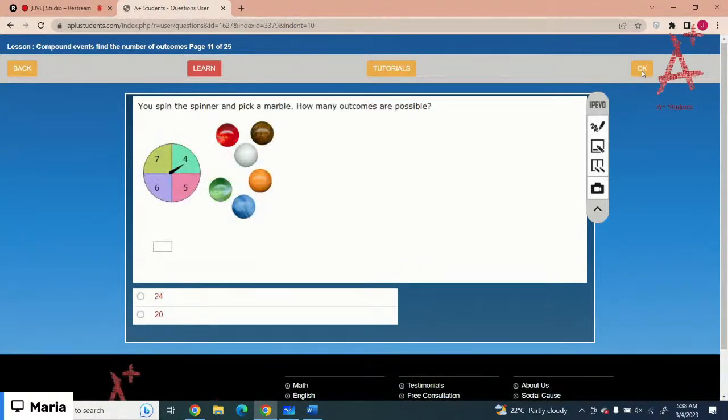You spin the spinner and pick up a marble. How many outcomes are possible? 4 for the spinner and 6 for the marbles. So the total outcomes are, yes, the total outcomes are 24. Got it?